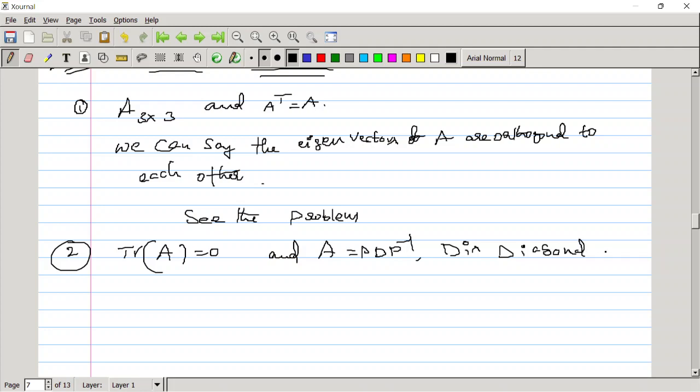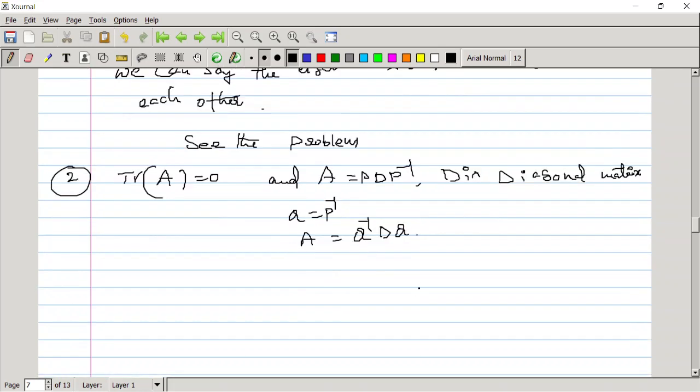Sir, why can't it be P inverse D P? Yeah, it can be taken. Suppose you take Q equal to P inverse, then I can write A equal to Q inverse D Q. That can be possible. You can write it anyway.